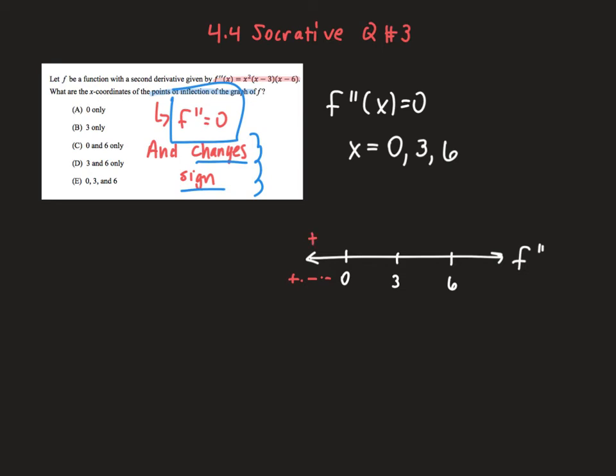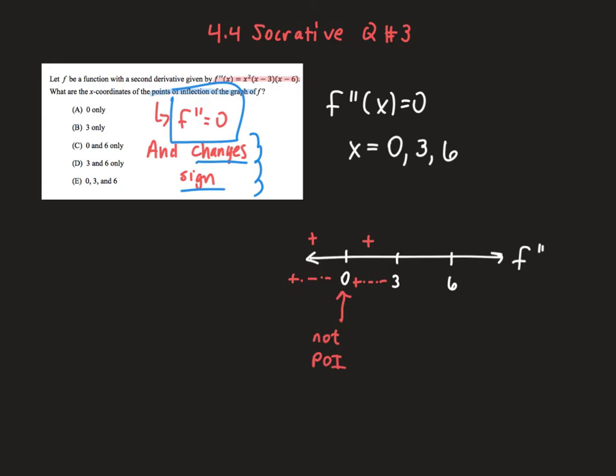When I pick a number between 0 and 3, such as 2, and I do the same thing, when I do 2 squared, I get a positive. 2 minus 3 is a negative. 2 minus 6 is a negative. And I end up with the same exact sign, positive times negative times negative, that I did on the previous interval. What that's telling me is that 0 is not a point of inflection because although f double prime does equal 0, I do not undergo the sign change because it's positive on the left and it's also positive on the right. So 0 is not a point of inflection.